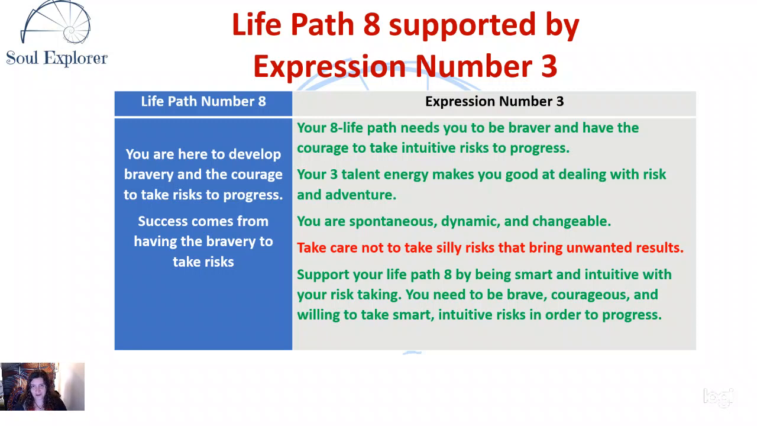So support that Life Path 8 by being more smart, making sure that you're taking smart and intuitive risks, and being smart and intuitive with every risk you think about taking. You've got to be brave, you've got to be courageous and willing to take smart, intuitive risks in order to progress in this lifetime and build the abundance you need so that you can use it as a tool to help others in this lifetime. But if you want to succeed, some risk is needed.